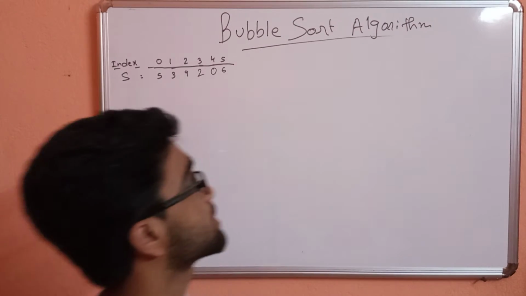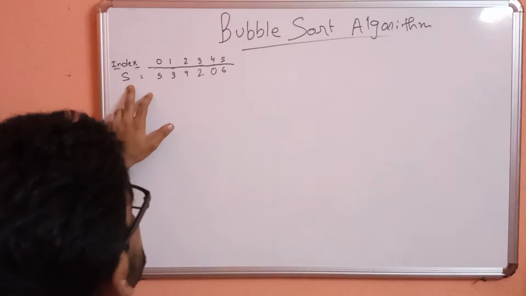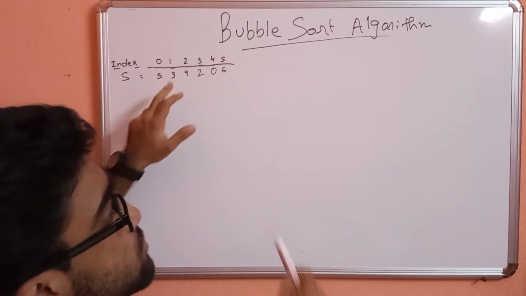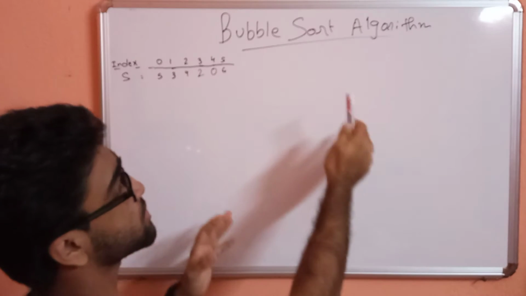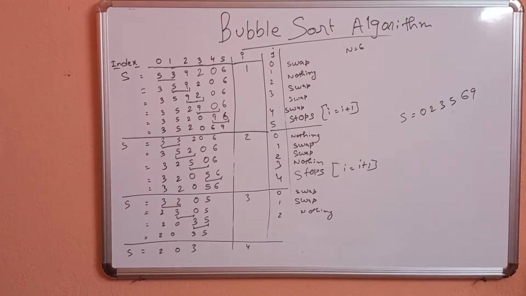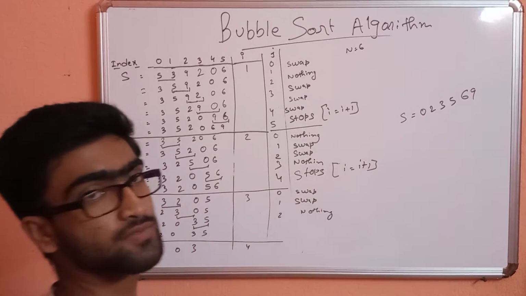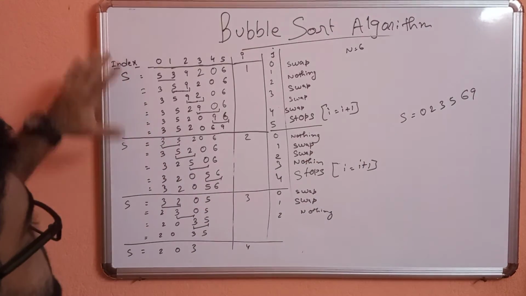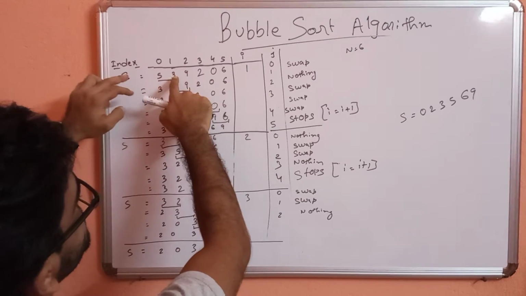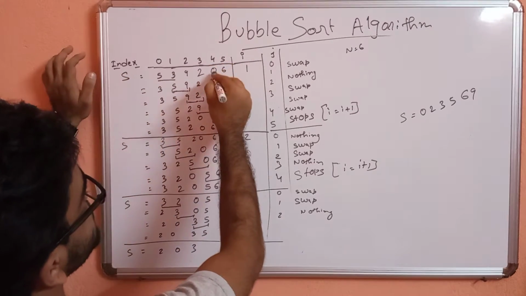Okay, so let's start. We'll consider this set of data s equals 5, 3, 9, 2, 0, 6, to understand the working of this sorting technique. So let's understand the working of this algorithm with this set of data. First, I have considered this set of data 5, 3, 9, 2, 0, 6.